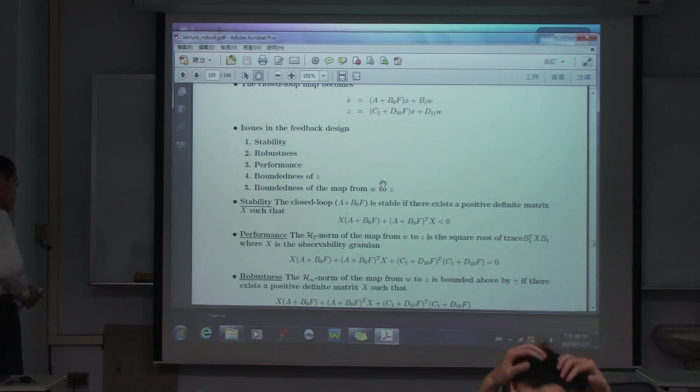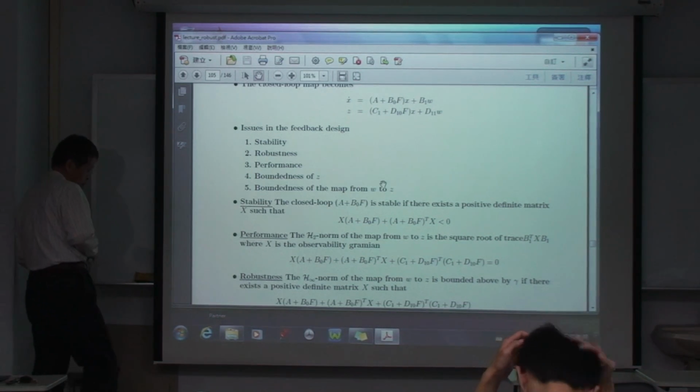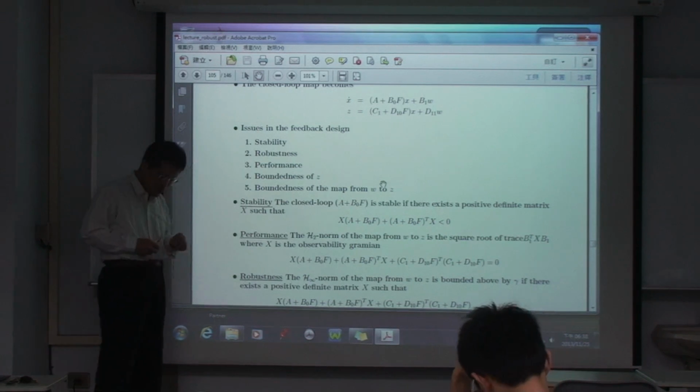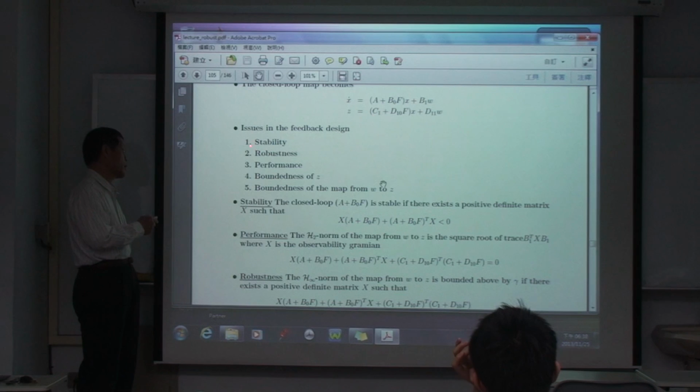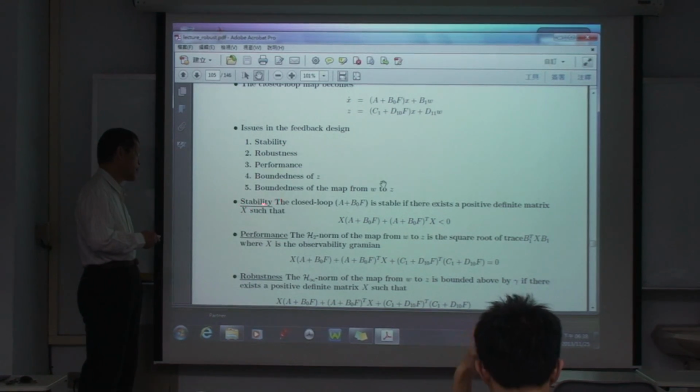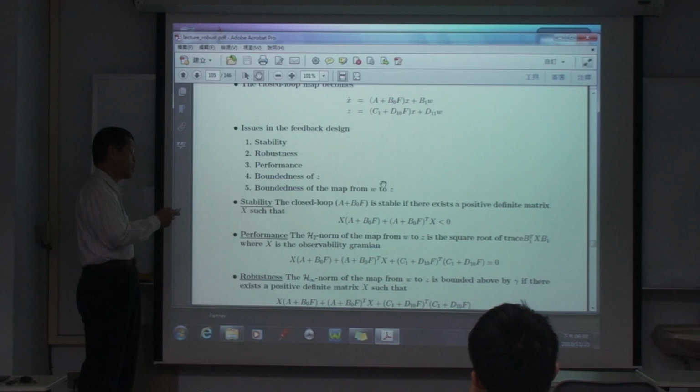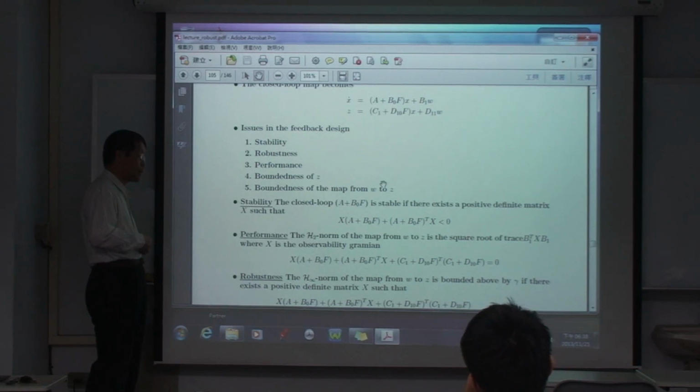But the most important observation is as follows. This is the beauty of this theory. Suppose I'm looking at stability. Typical stability is for A plus B0F to be stable. So you could evaluate, for example, the eigenvalue of the matrix A plus B0F. But definitely you could do something else.